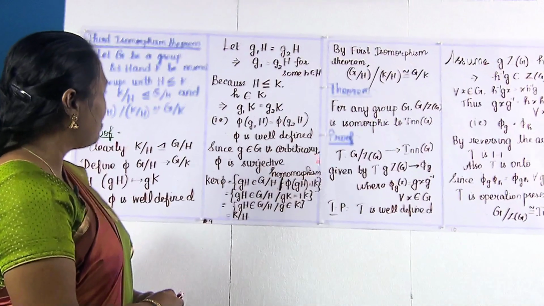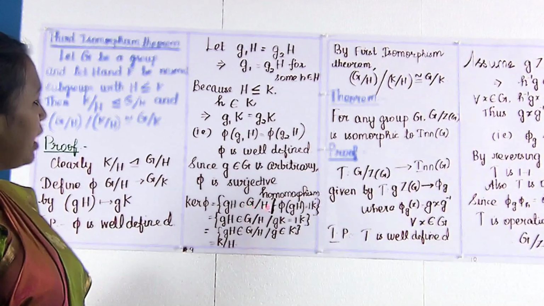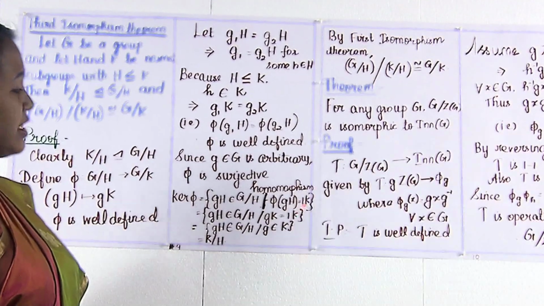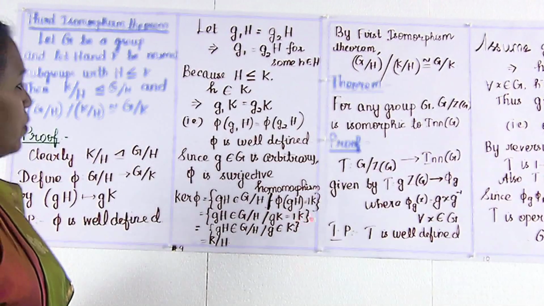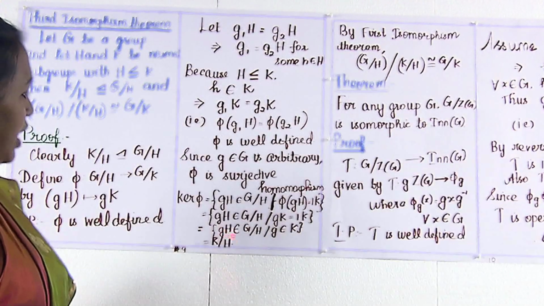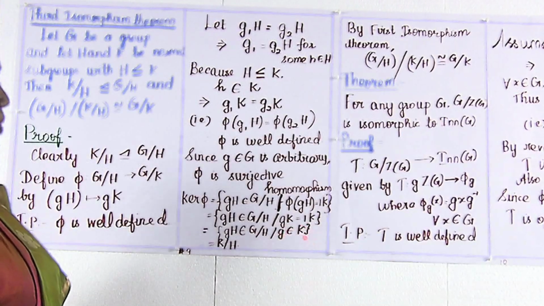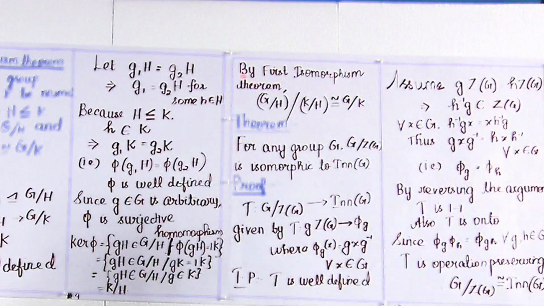Since g belonging to G is arbitrary, phi is a surjective homomorphism. Kernel phi is the set of all gH belonging to G/H such that phi of gH is equal to 1K, 1K being the identity element here. Therefore, it is the set of all gH belonging to G/H such that gK is equal to 1K, that is, such that g belongs to K, since gK equal to K implies g belongs to K. When you look at the structure, it is K/H. By the first isomorphism theorem, we apply this to our statement here. So, (G/H)/(K/H) is isomorphic to G/K.